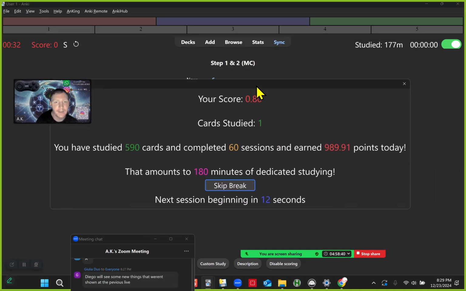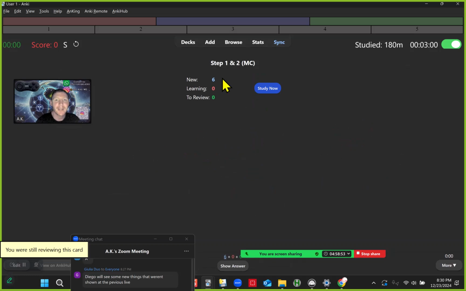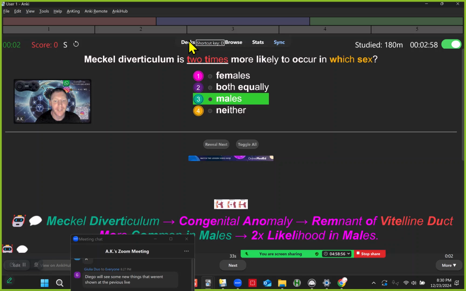See, this is a little summary card for your 3-minute session telling you how many you got right, how many you got wrong, how many points you got today, how many minutes you spent studying, how many cards you did today. So you can see I had a pretty productive day here. We almost did 1,000 points and 590 cards. So I've done a lot of sessions today.